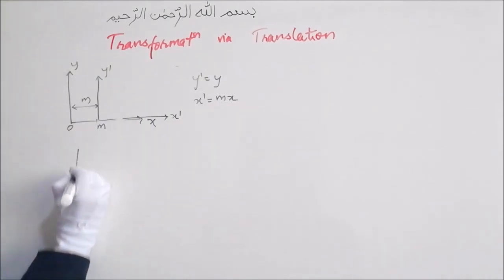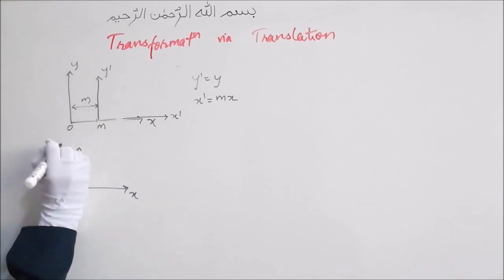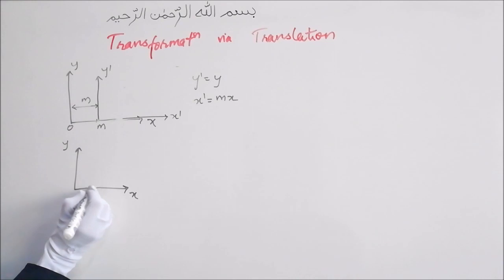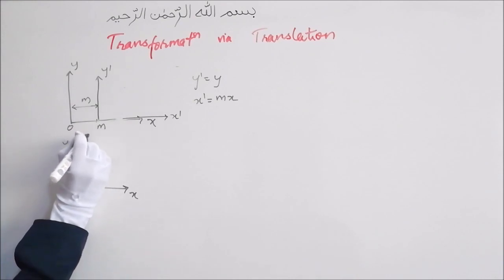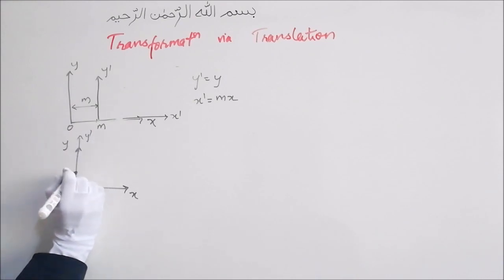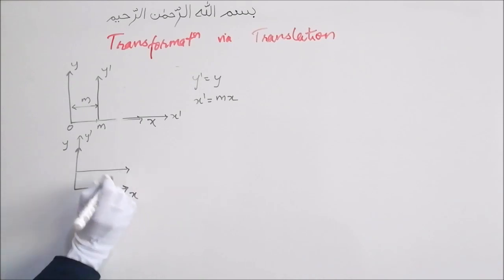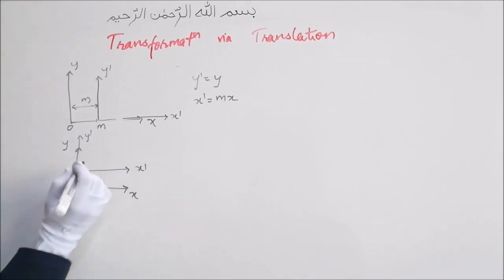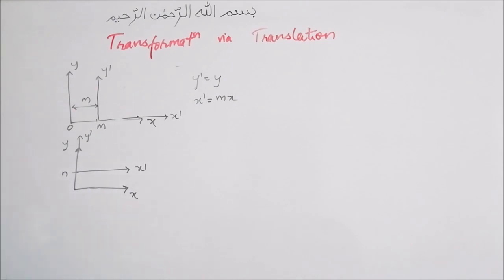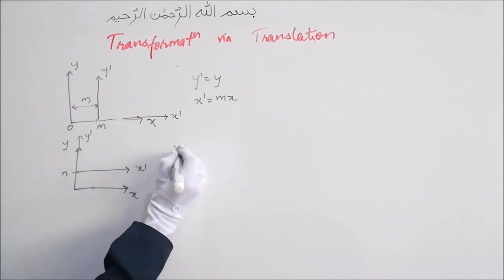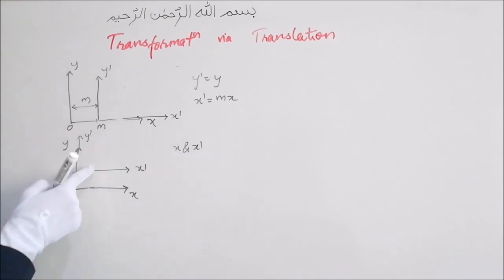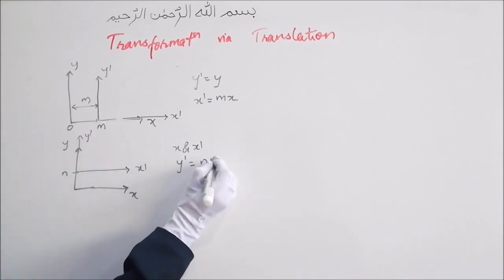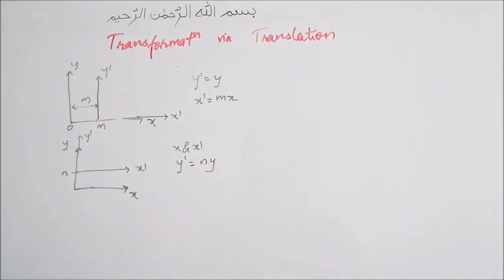Now instead, if the translation has taken place upwards, it means y dash has remained the same along the y axis, but x has shifted to x dash. We have moved this axis upwards by, let's say, distance n. So the coordinates of x and x dash will remain the same, but the coordinates of y dash will be equal to n times y.